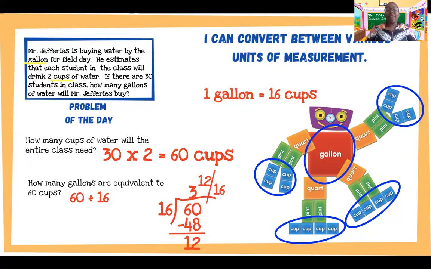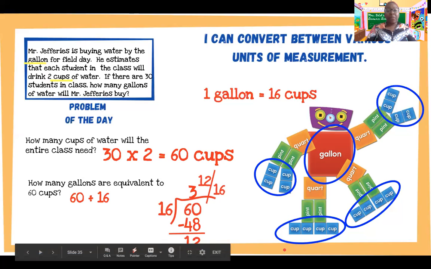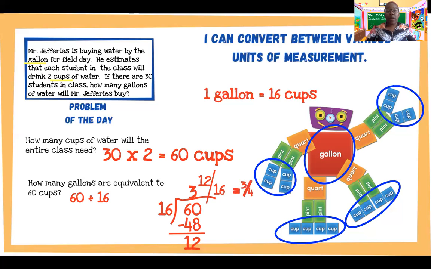And because we have a remainder and we are in 4th and 5th grade, we turn that remainder into a fraction. And so our answer is that 3 and 12/16 gallons is equal to 60 cups. Can we simplify this fraction? We absolutely can. 12 sixteenths is equal to 3/4 because 4 goes evenly into each of these numbers.